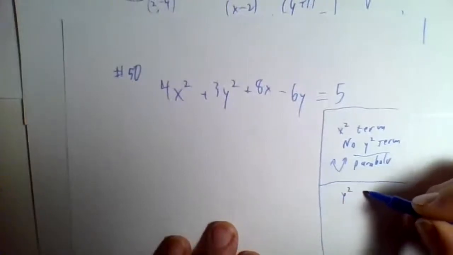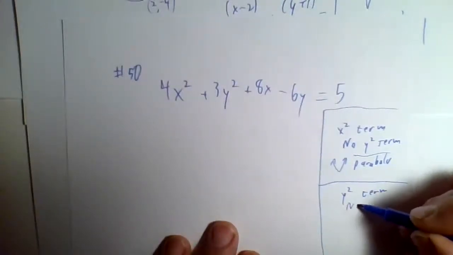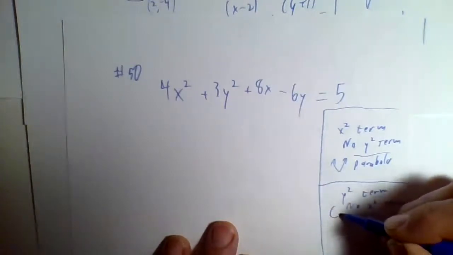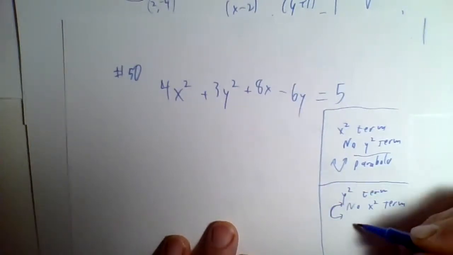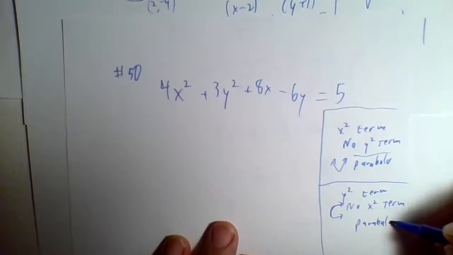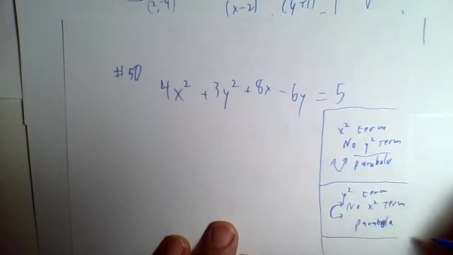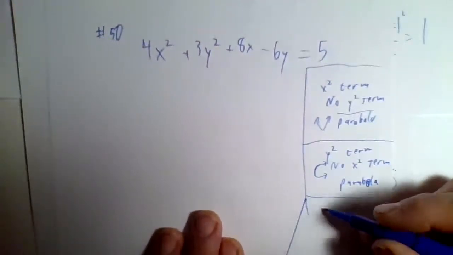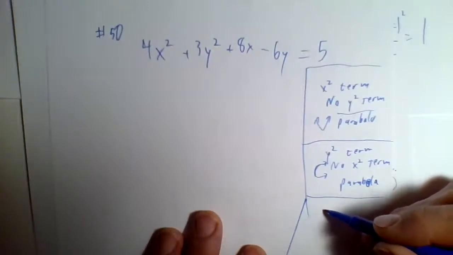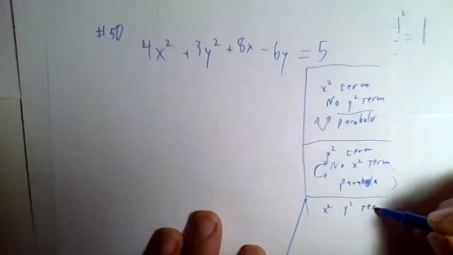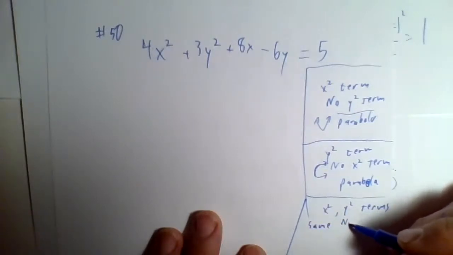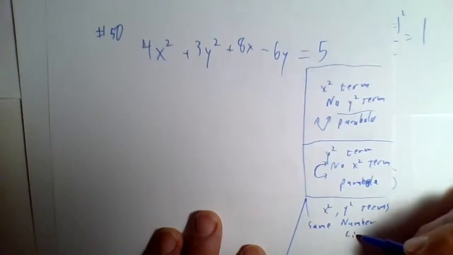If I have comparable to that, if I have a y squared term and no x squared term, well, that's an x equals y squared kind of thing. It's a sideways parabola. Maybe it goes either direction, but that's a sideways parabola, opening to the left or the right. I'll do a quick summary on these things. If I have both x squared and y squared terms, they're both in there, and they have the same number with them, it's a circle.